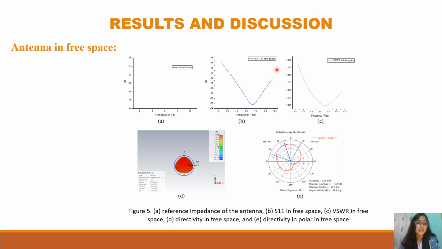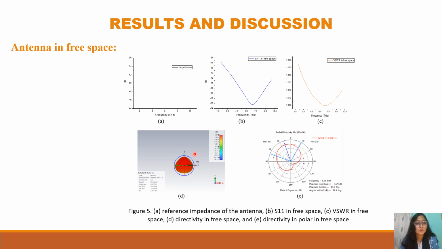Additionally, a voltage standing wave ratio value between 1 and 2 is considered acceptable. Figure 5c shows the VSWR value of the antenna in free space is 1.004785 at 6.96 terahertz, which is very close to the ideal value.